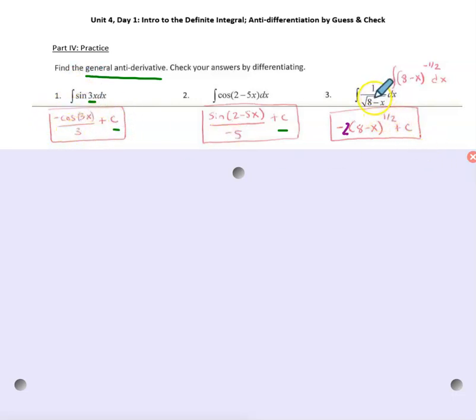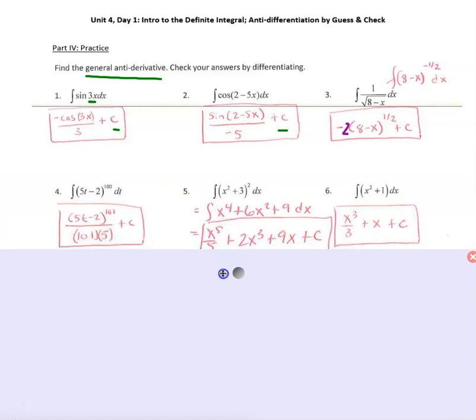All right, this is 1 over the square root of 8 minus x, which is the same thing as 8 minus x to the negative 1/2. When you go up a degree to 1/2 and you divide by 1/2, that's the same as multiplying by 2. I think there's an error on the hard copy answer key, so it's correct here. And then the derivative of your inside function is negative 1, so you'll have to divide by that negative 1 here. Next 3 problems.